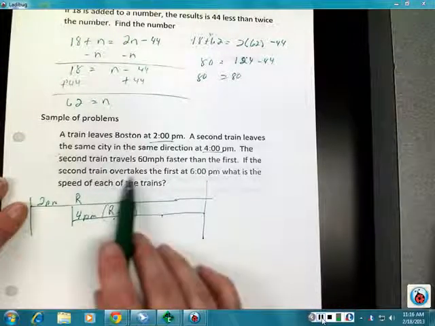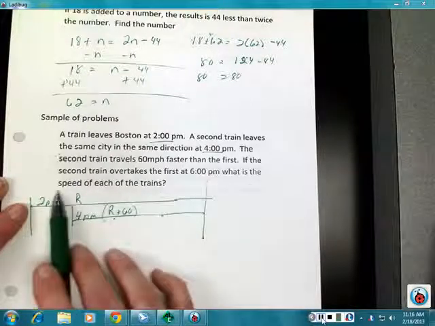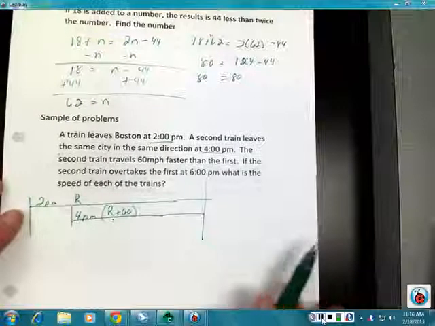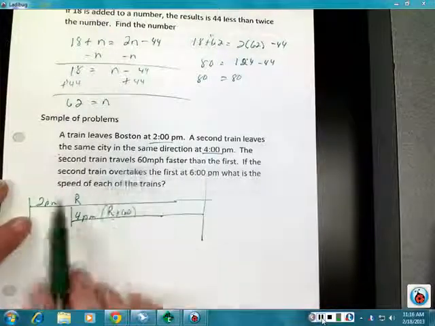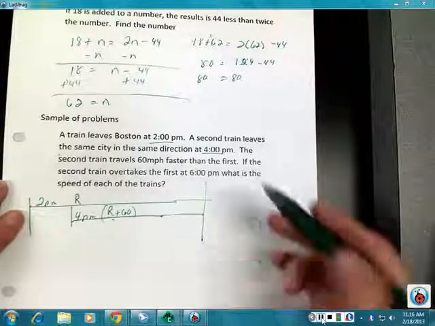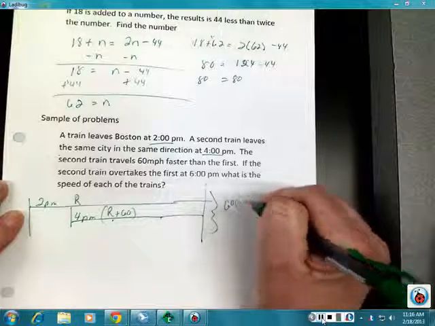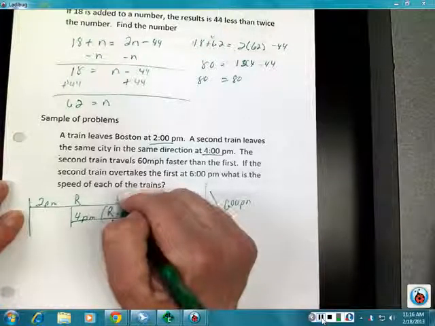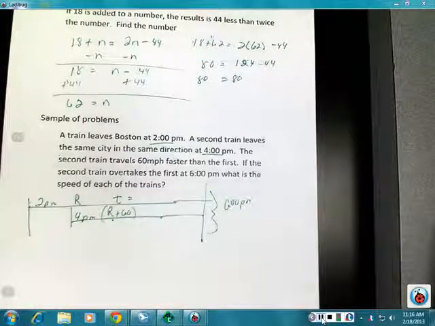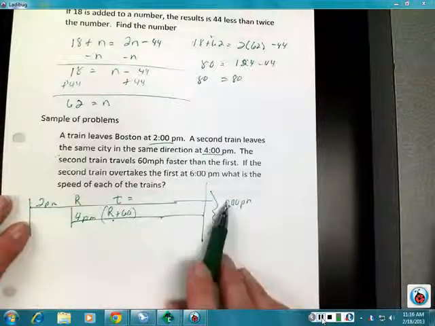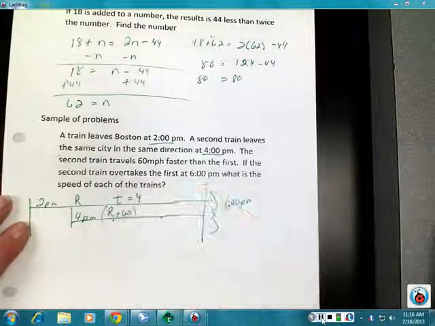If the second train overtakes the first at 6 p.m., what is the speed of each train? So what don't I know anything about? Well, how long has this top train been on? Because they cross each other's path at 6 p.m. What's my time on this top train? How long has it been on the track? 4 hours. How do you know that? 6 o'clock from 2 o'clock. Yep. 2 from 6 leaves me with 4 hours is my time.